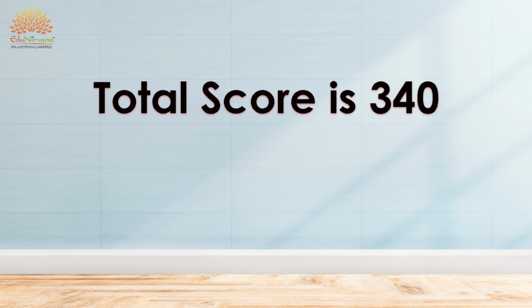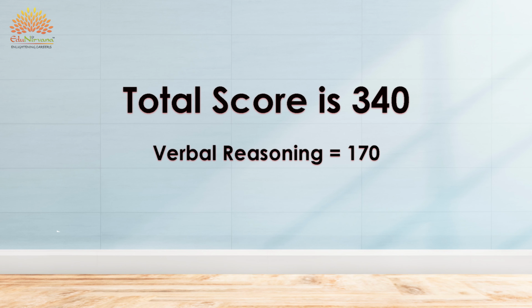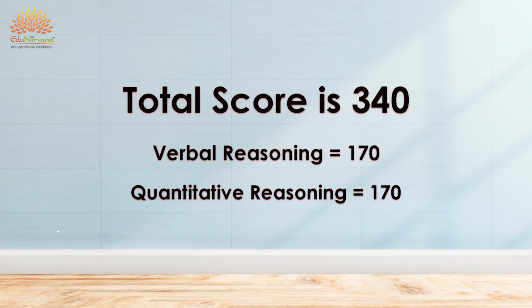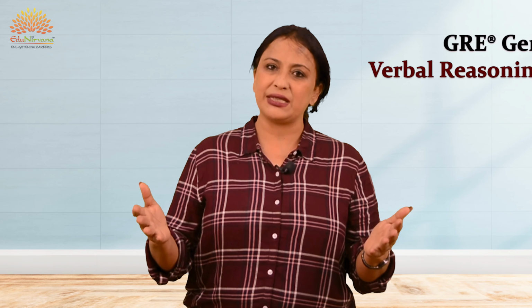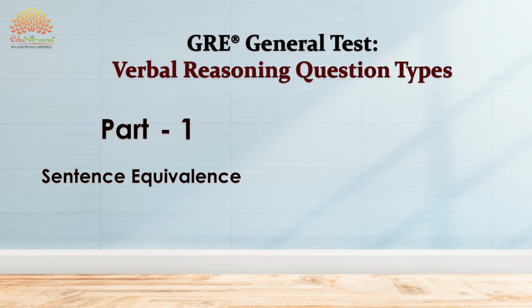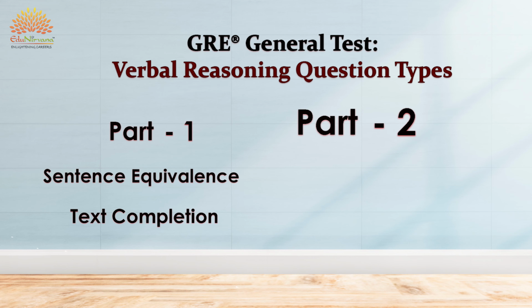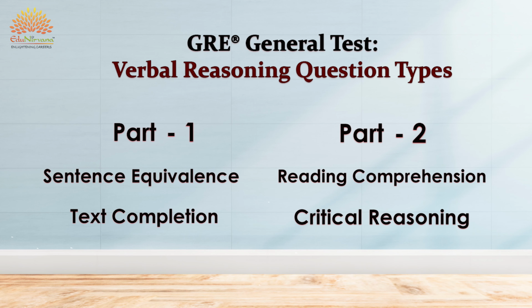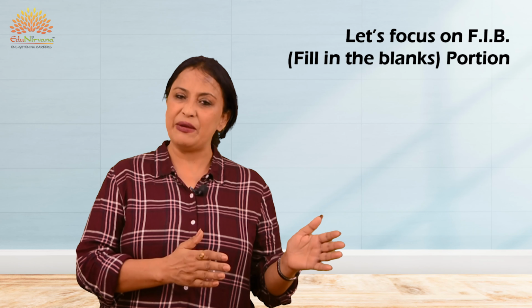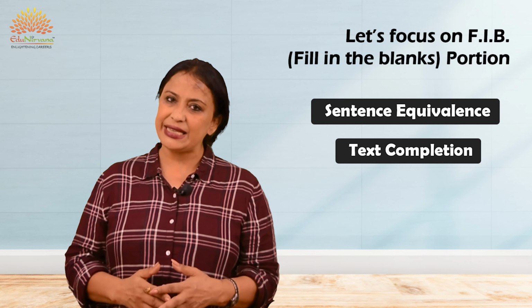If I talk about GRE total, the total score is 340, out of which 170 is for verbal and 170 is for quant. If we divide the 170 or the GRE Verbal section into two parts, one part will have FIB questions, that is sentence sequence and text completion, and the other part will have reading comprehension and critical reasoning. So now first let's focus on the FIB portion, or the sentence sequence and text completion.